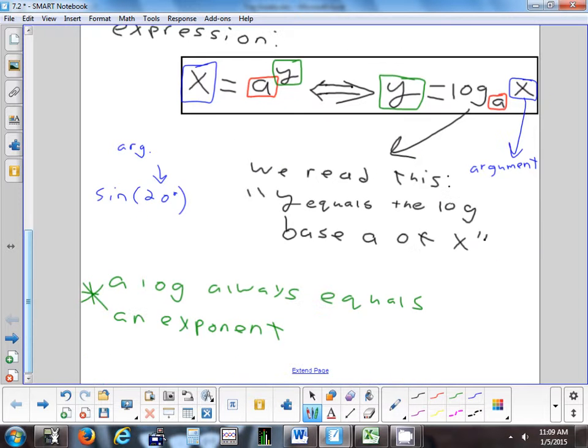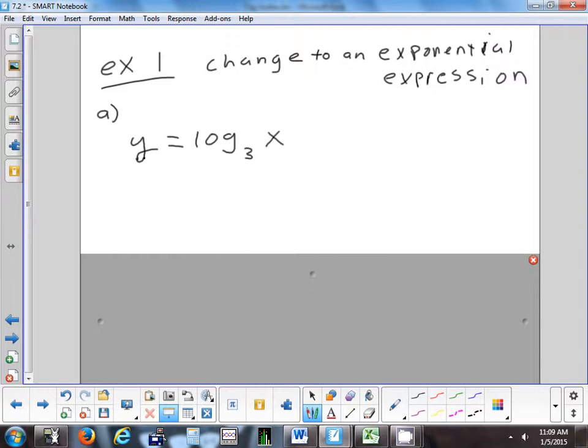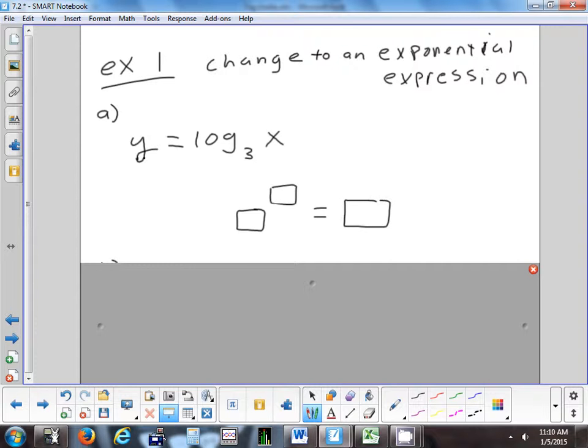Yeah, we'll try it. Let's try it with some numbers. So what I have up there, that's a logarithmic expression. Okay, it's got the word log in it. And I'm going to change it to exponential. Once you change it to exponential, it shouldn't have the word log in it. That's going to go away. So there's basically going to be three things. You're going to have a base. You're going to have an exponent. And then you're going to have something on the other side. So we just have to figure out where the y goes, where the 3 goes, and where the x goes.